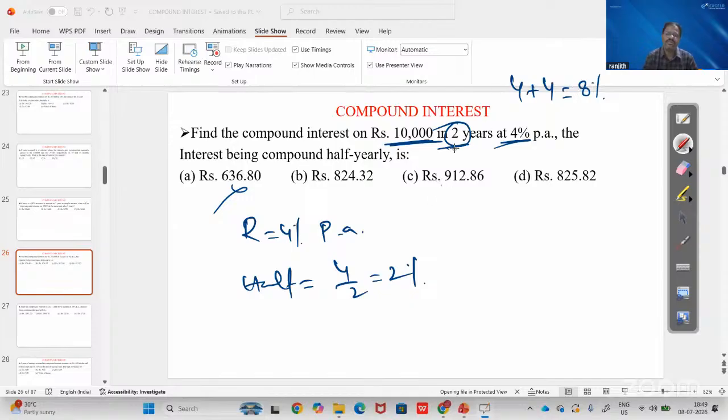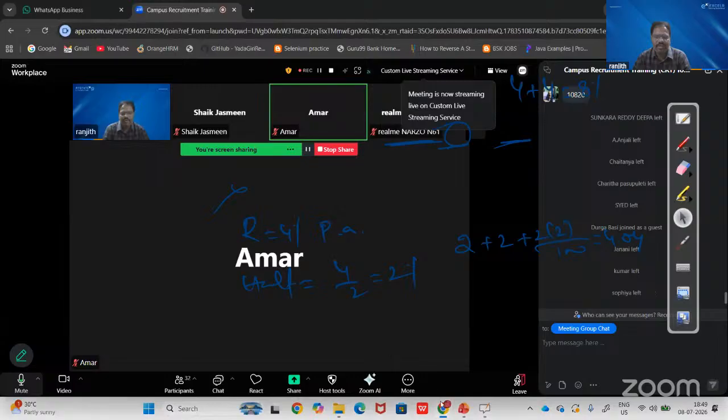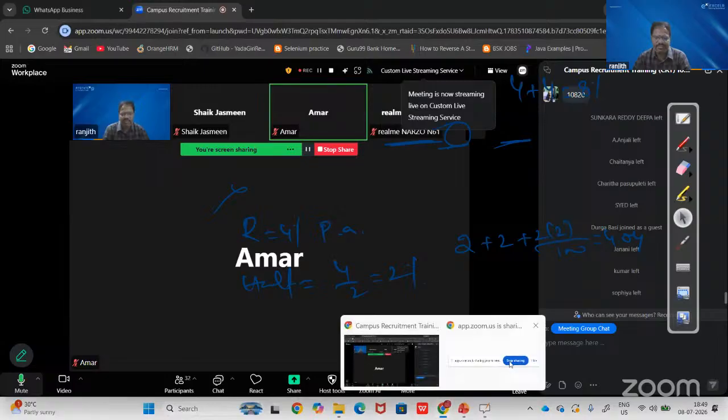Why? Because 2 percent is nothing but 2 plus 2 plus 2 into 2 by 100, which equals 4.04. Here 4.04, and here also some 4.04 I will get. So on average it will be nearby 8.25 something. So the answer will be 824.32 or 825.32. We'll see.